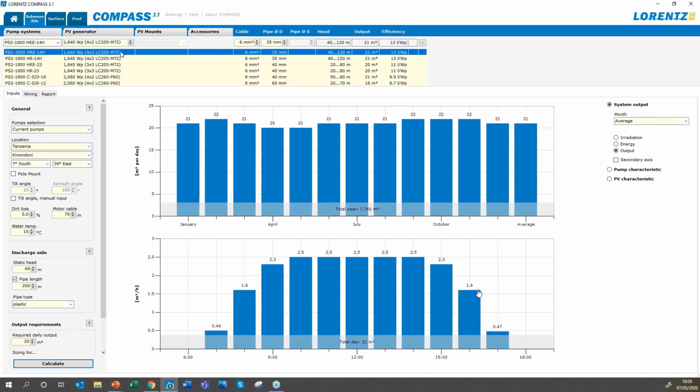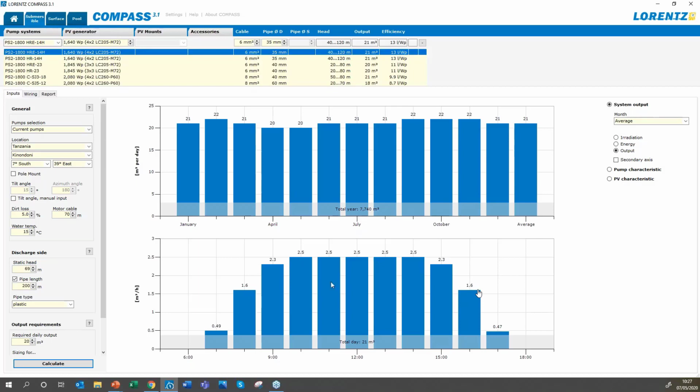So let's look at what this is telling us. It's telling us our cubic meters per day through the year. Obviously this location is relatively equatorial, so we're only 7 degrees south from the equator. So we see this is fairly constant output through the year, 21 to 22 cubic meters per day. And we can also see here what an average day looks like. On an average day, we get half a cubic meter at 7 o'clock, 1.5 at 8 o'clock, and then we're up to 2.5 cubic meters per hour through the day.